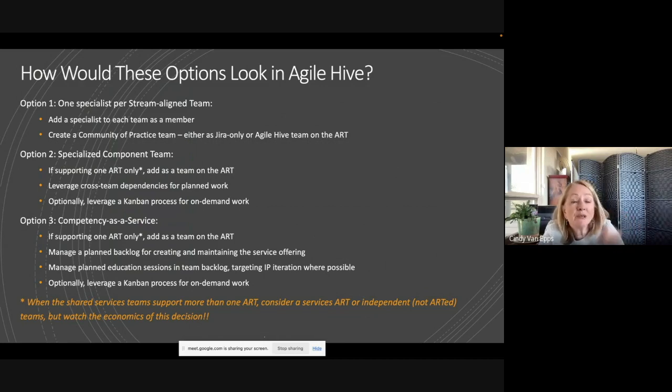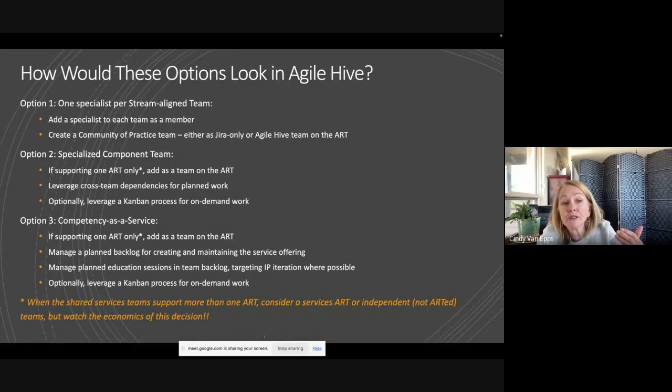If you have a specialized component team and you're only supporting one ART, you make them a team on the ART, because then during PI planning you can leverage cross-team dependencies. You could leverage a Kanban process to support on-demand work, but that's all baked in to Jira with Agile Hive on top of it. And lastly, competency as a service.